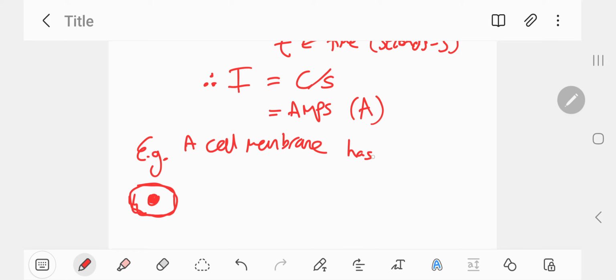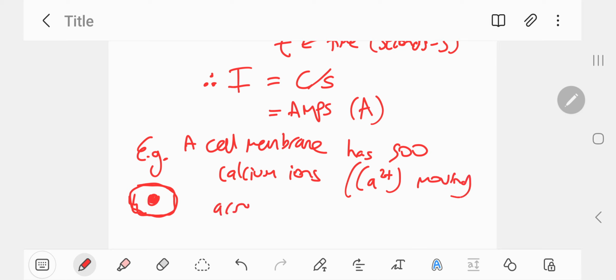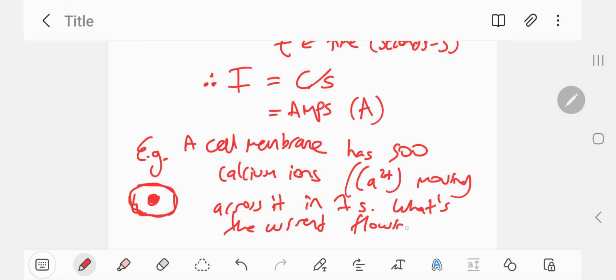A cell membrane has 500 calcium ions, Ca2+, moving across it in 1 second. What's the current flowing through it?